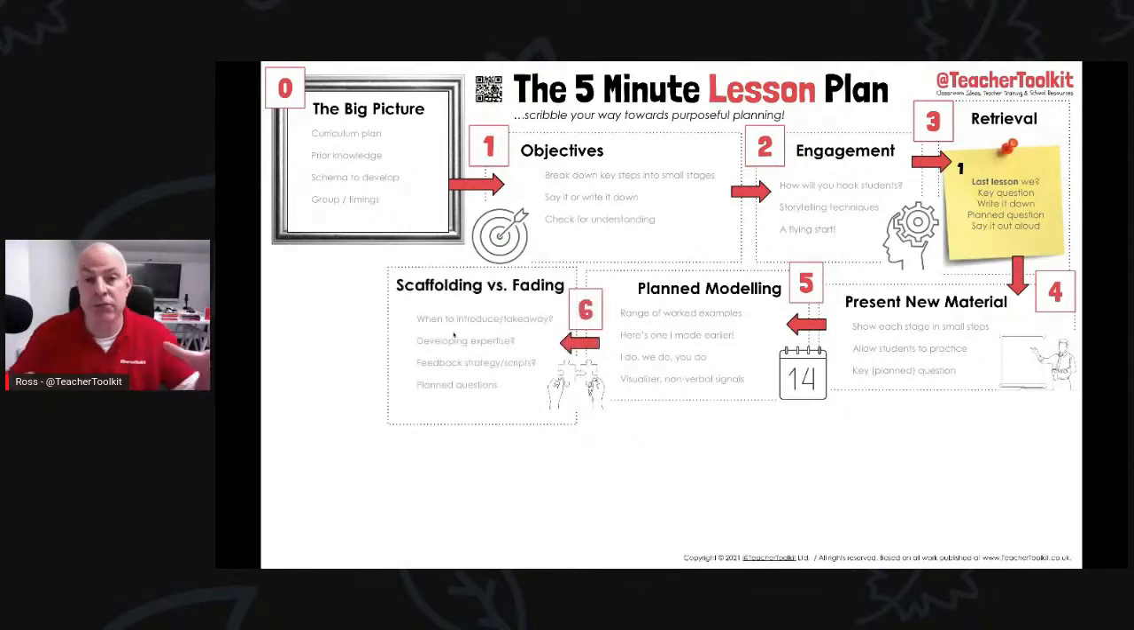Scaffolding is your range of resources, whether it's a question, a physical worksheet, maybe how you present your physical body language to the students. And you need to work out when to introduce these things, when to take them away, what to use as children develop expertise. There's a term called fading. As you develop feedback and coaching methods with these students, you're going to start to reduce your support to develop their metacognition, to develop their own thinking as they move towards mastery.